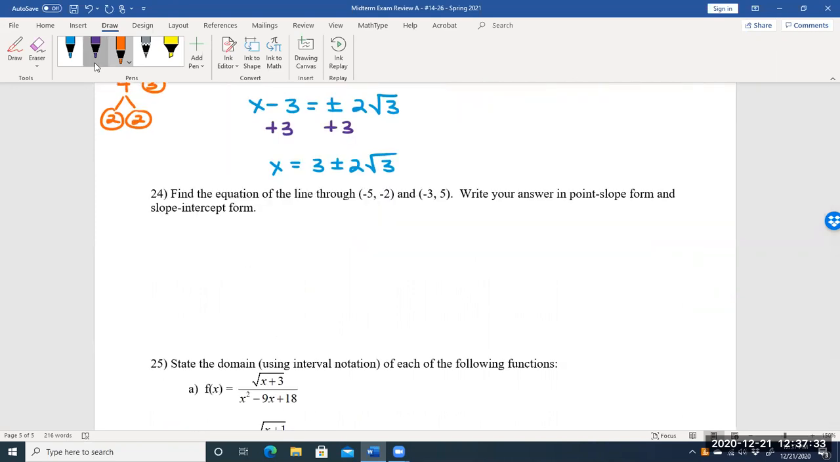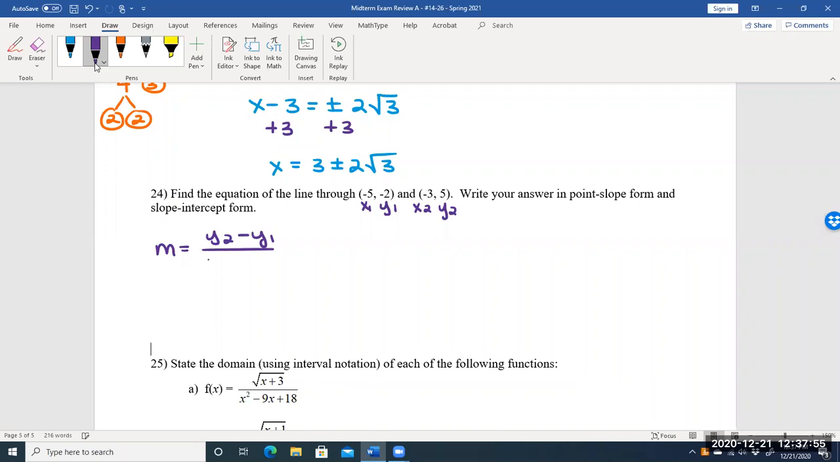Okay, 24. So 24, we're given 2 points. Let's label them x1, y1, and x2, y2. And we need to find the equation of the line through those 2 points, and we want point-slope form as well as slope-intercept form. First, we're going to need to find the slope.